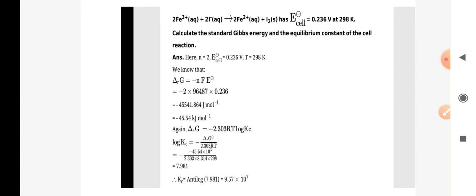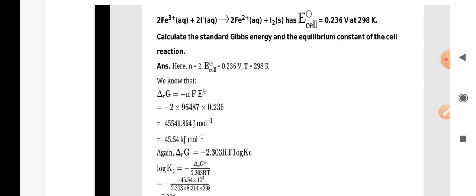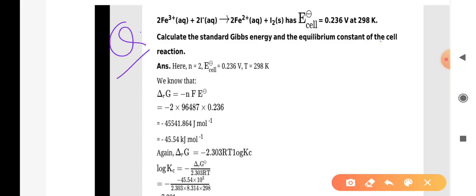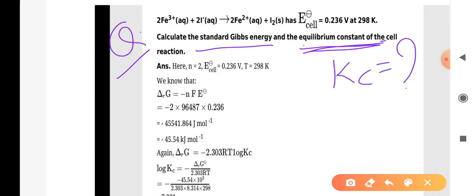Another type of numerical related to this concept is, one equation is given to you. You have to calculate Gibbs free energy. In this you have to calculate the equilibrium constant. You have to calculate Kc, not log Kc. So again same thing, first of all you write the chemical equation, here it is given and that is balanced. If cell representation is given, from that also you can write the chemical equation and then you can balance it.